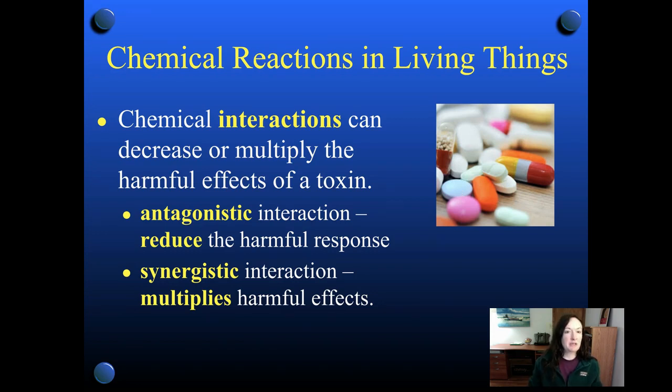So, chemical interactions can either decrease or multiply the harmful effects of a toxin. And we have two different terms for that. Antagonistic, think of an antagonist in English class. That's somebody who's working against the main character. So an antagonistic interaction is working against a harmful response. It's reducing the harmful response. A synergistic interaction multiplies the harmful effects. So synergy can often be thought of as a good thing because it's increasing an effect, but synergistic interaction actually means it's making the harm more substantial.